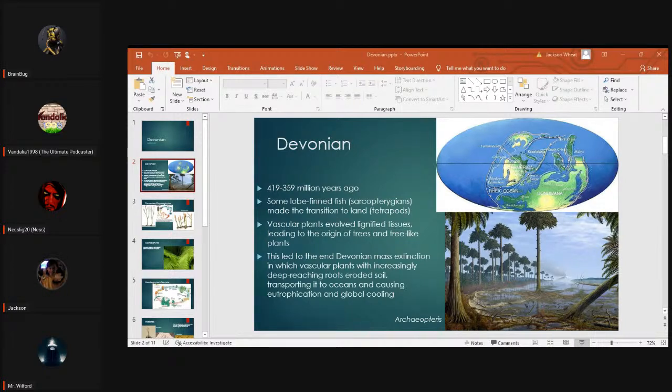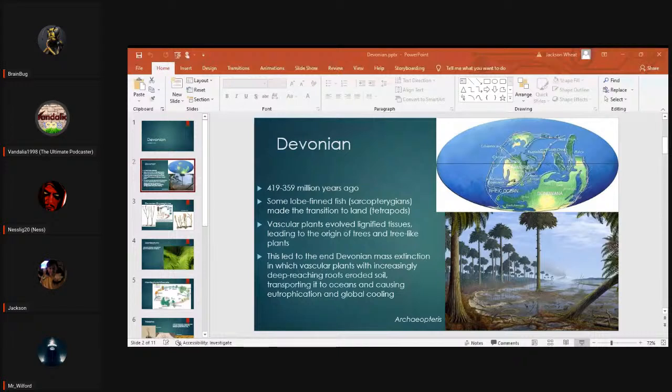Vascular plants evolved lignified tissue, which led to the origin of trees and tree-like plants. As you just described, we got wood, we got deeper roots that leach nutrients from the soil, causing eutrophication, global cooling, all that good stuff, death to the land and the aquatic organisms. So anyway, we all got that already.